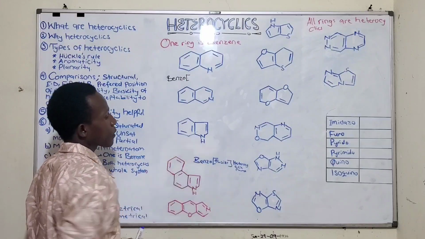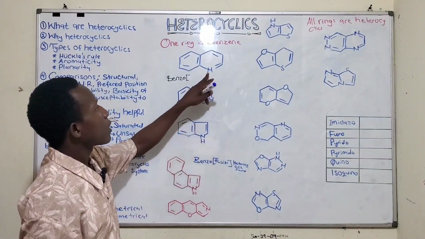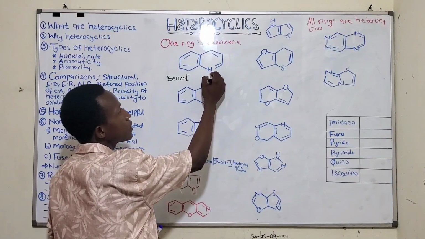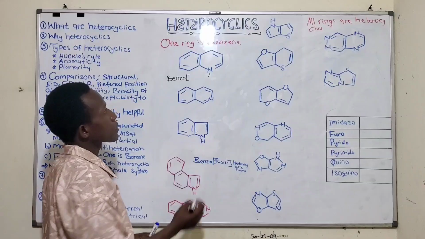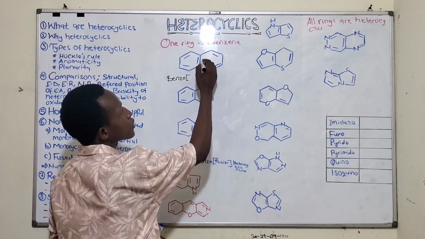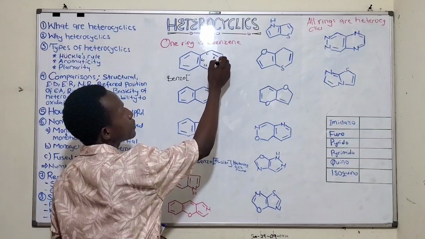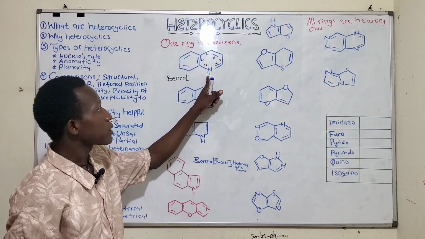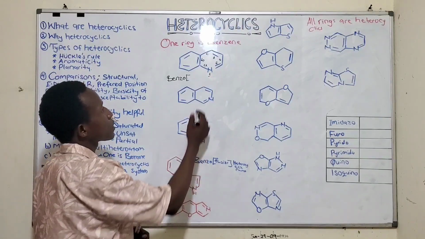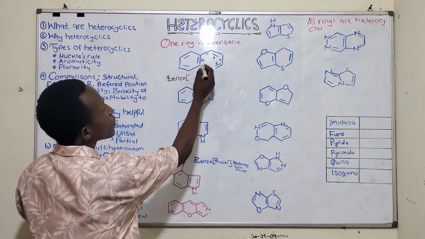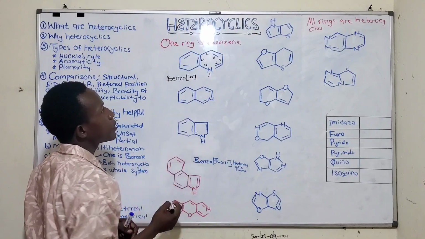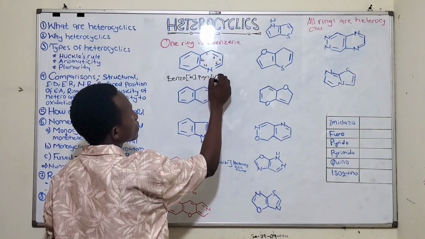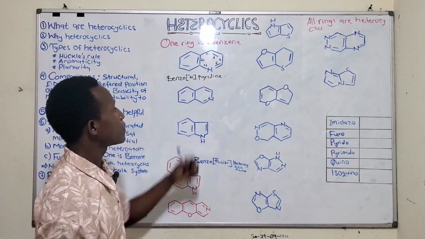Now, for the fusion, we label the faces alphabetically from the first atom of the heterocyclic. So this one is A, this one is B, you have C, D, E, and F. From the first atom, or from the heteroatom. So, meaning that this is benzo B, pyridine.